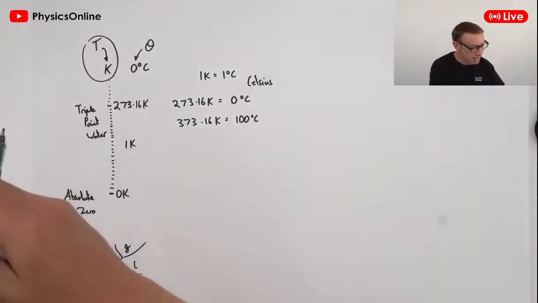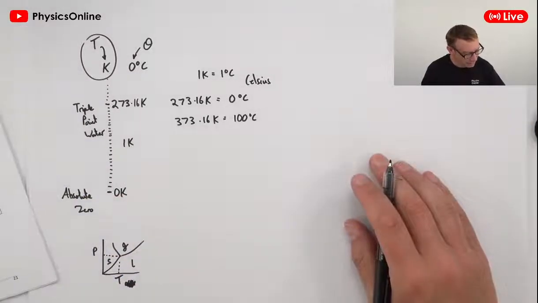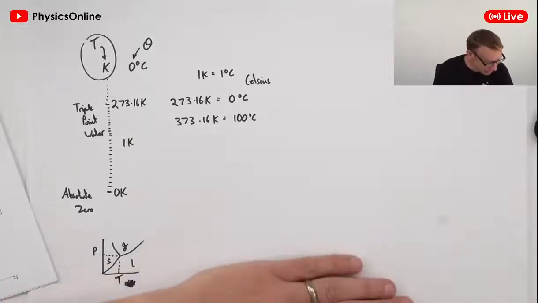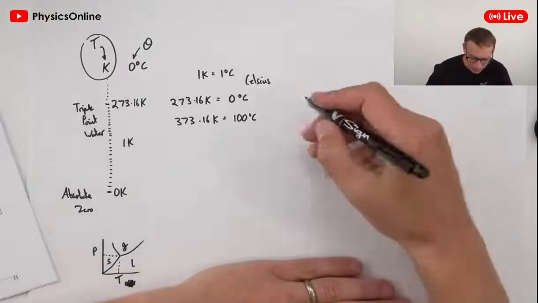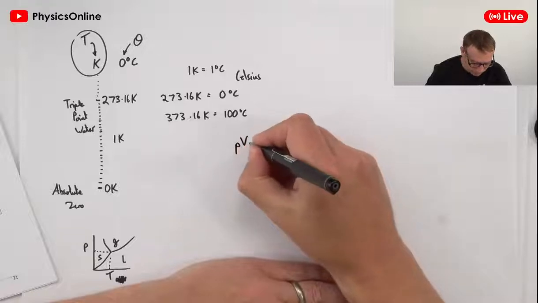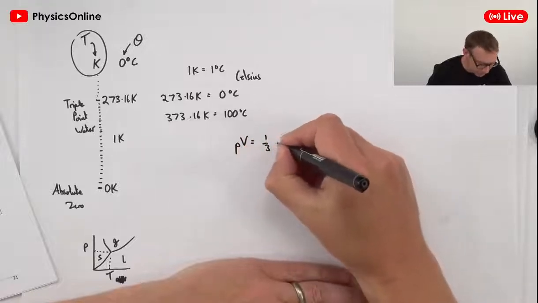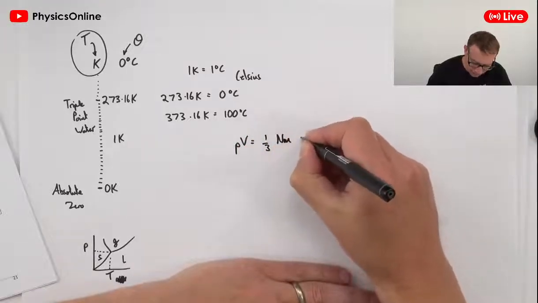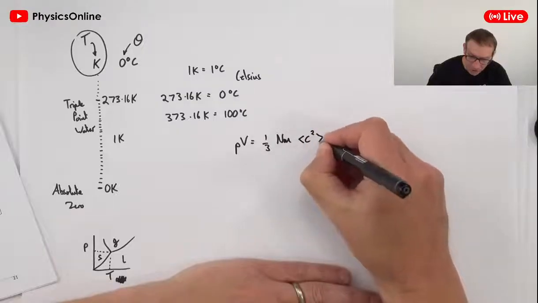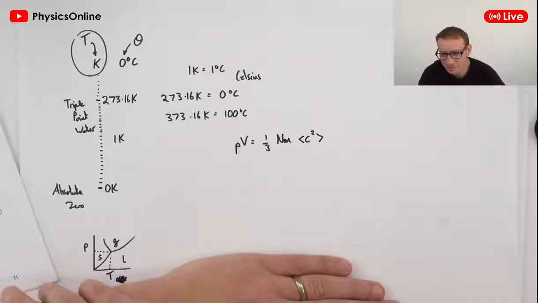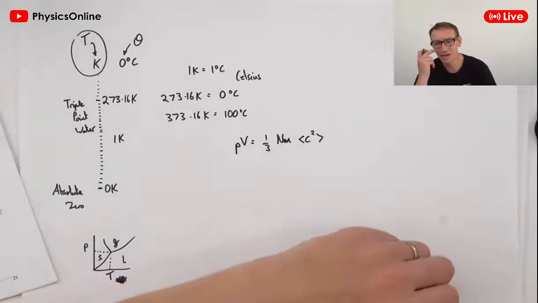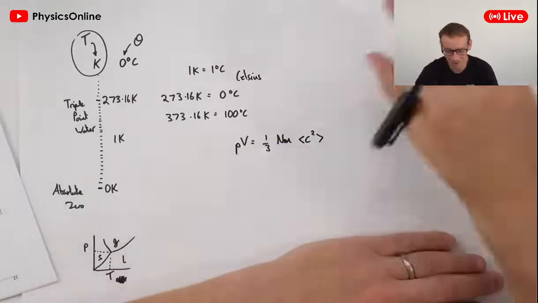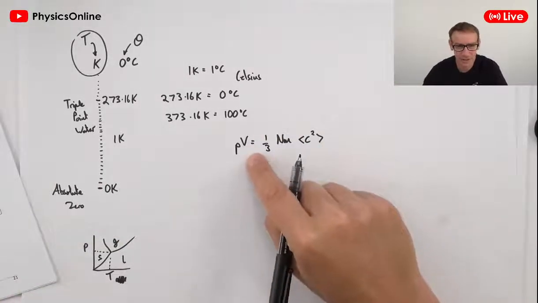Okay, the next equation then is about PV is equal to a third N m c squared. Yes, people are still watching. Good. Luke, Jack, great to see people are still watching this. So the next one is this.